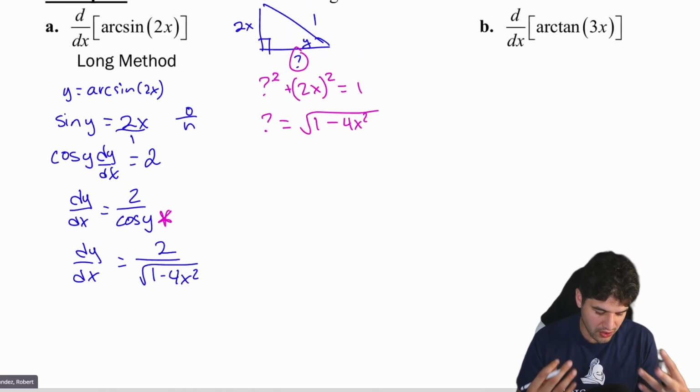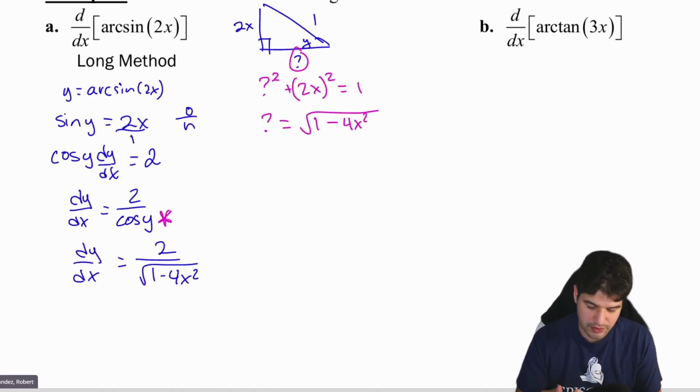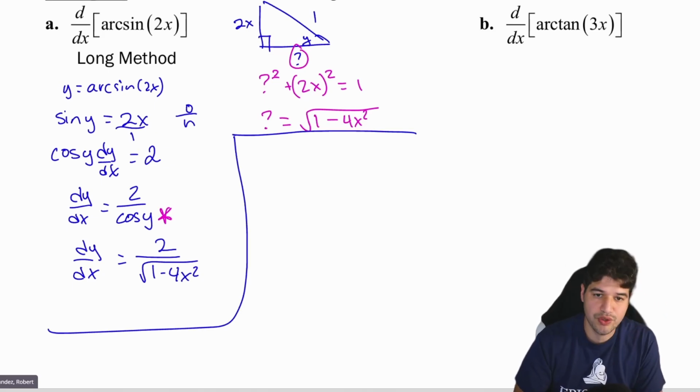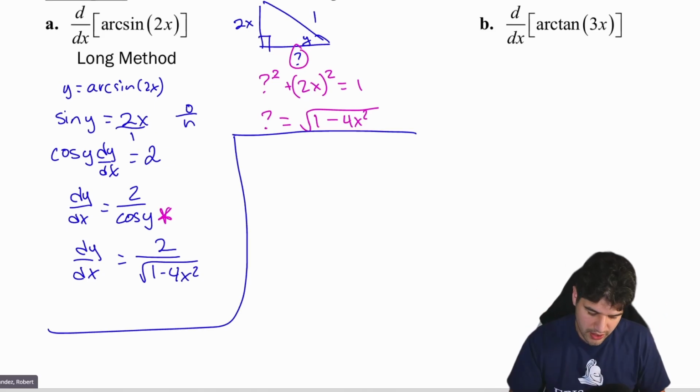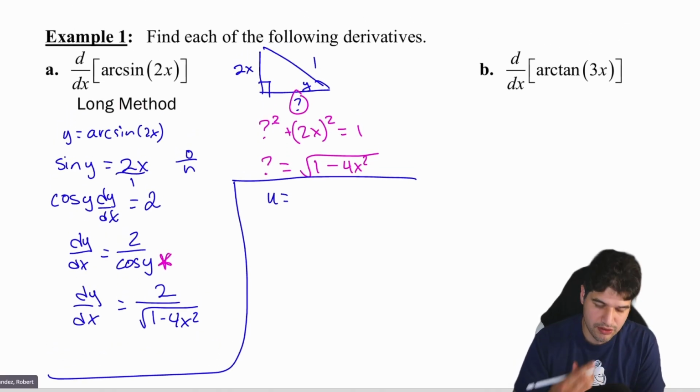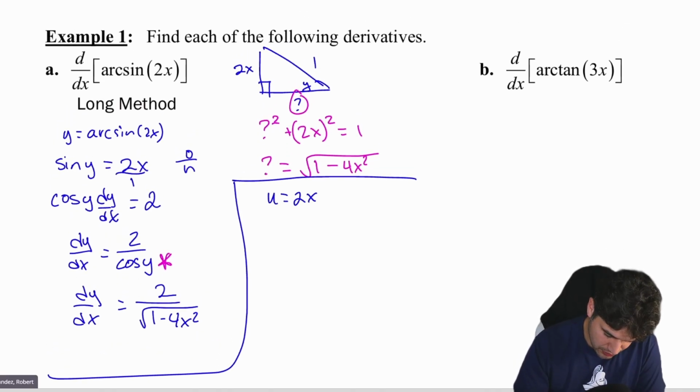So the derivative of arc sine of 2x is 2 over the square root of 1 minus 4x squared. Now let's go ahead and do this using the fast method. In order to approach this, we need to let u equal the inner function. So u is going to be 2x. What's the derivative of that? We'll call that u prime. u prime is just equal to 2.